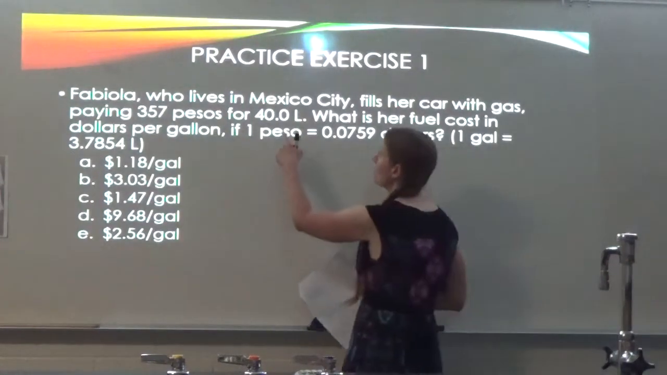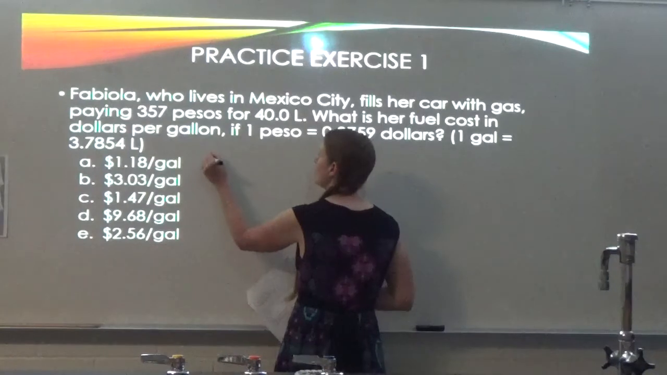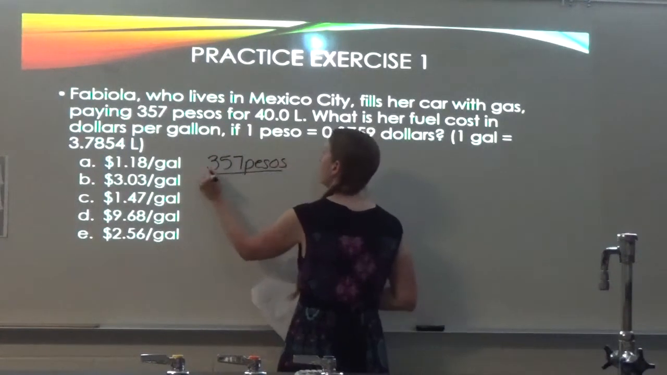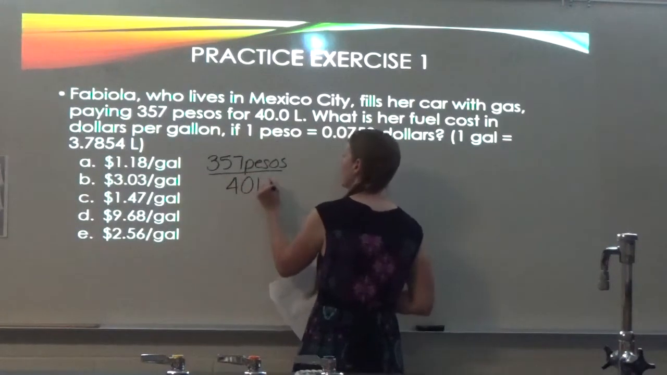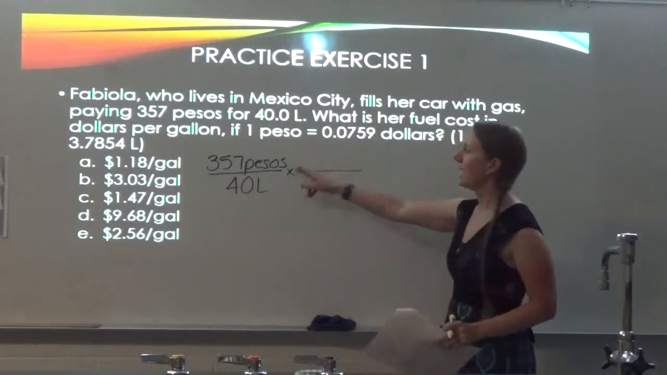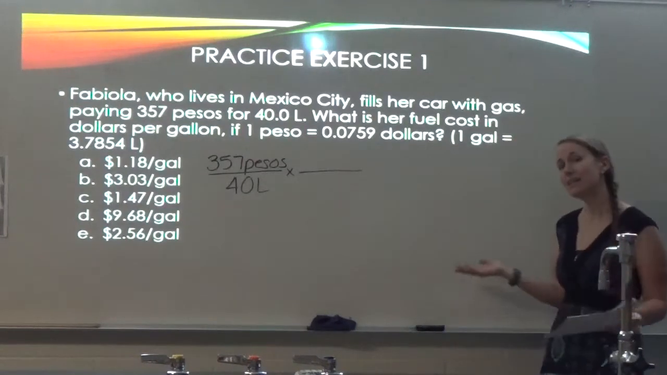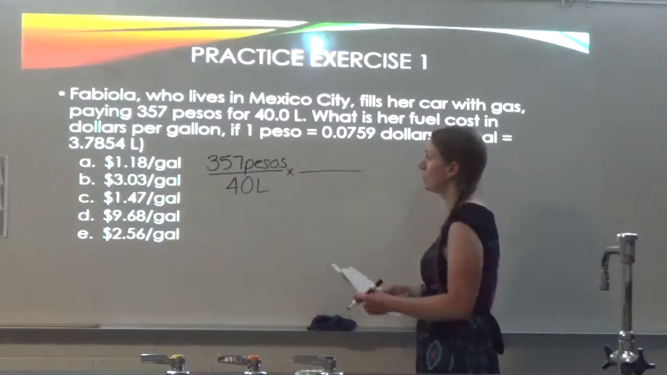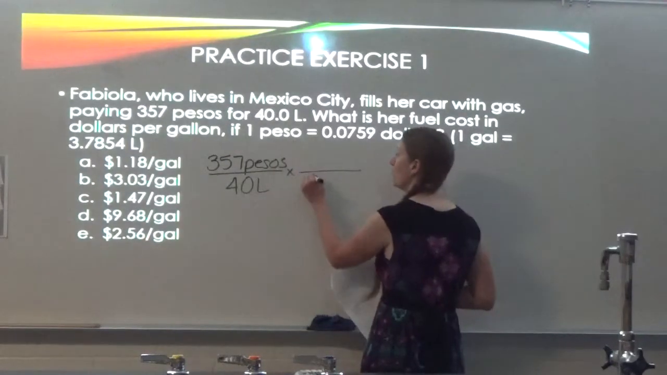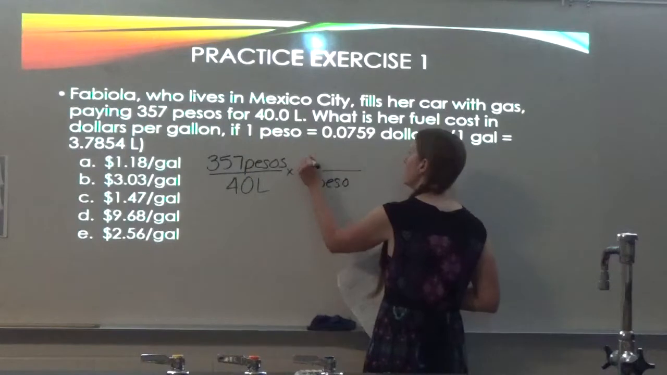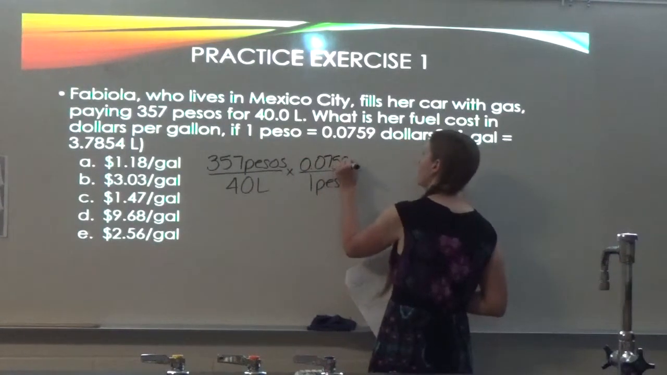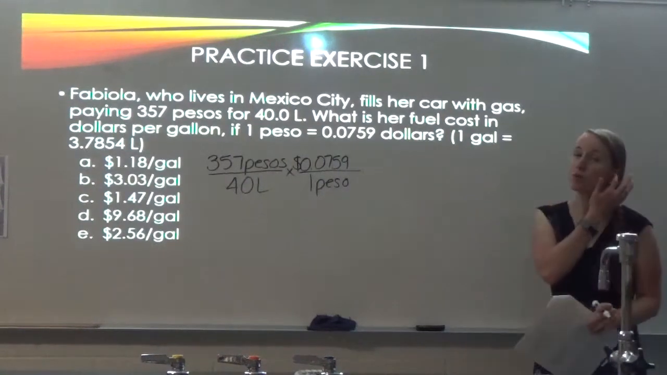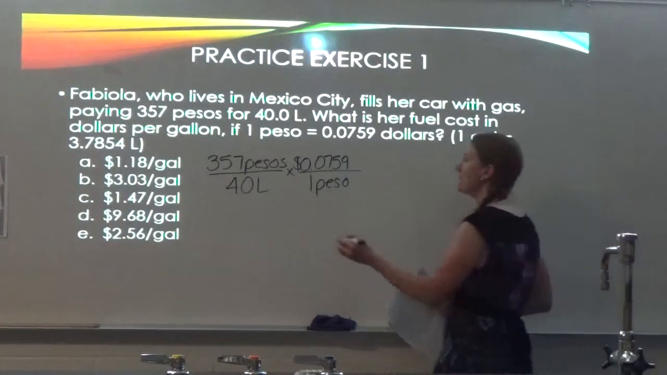Okay, so what I would start with is how many pesos per liter. So she's spending 357 pesos per 40 liters of gas. Okay, so again, I need to change both units. It doesn't matter which one you start with. I tend to like to start with the numerator, so I'm going to do pesos first. So I can see right here that 1 peso is $0.0759. Okay, I'm going to put a dollar sign in front just because it's awkward to write dollars afterwards. All right, so pesos cancel.